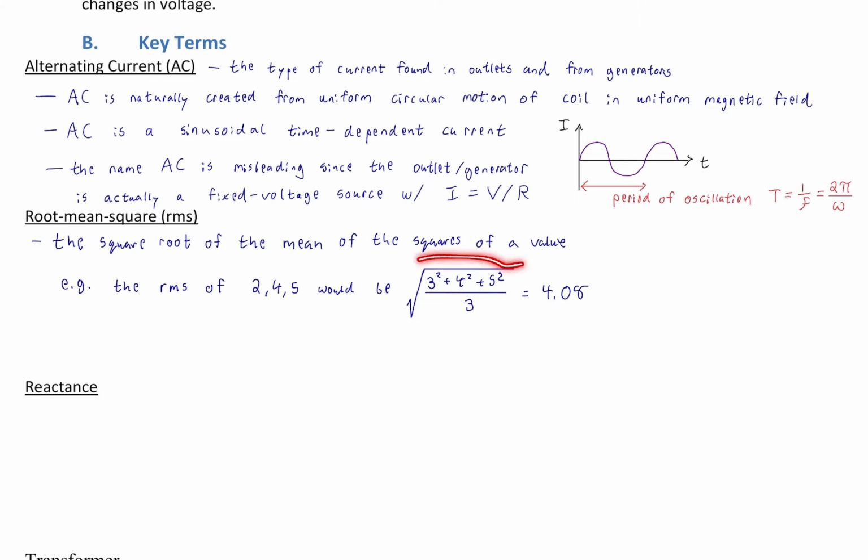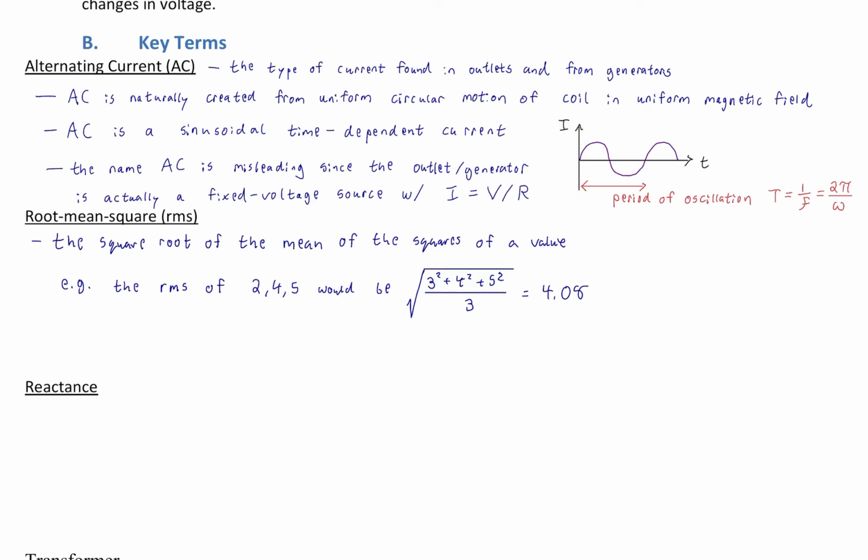Okay, so you can see here correctly expressed as 3, 4, and 5. All right, so you sum up the squares. So we sum the square of 3, the square of 4, and the square of 5. Then we take the average of the squares, and then we take the square root of that average. Okay, and so the value then in this case would be 4.08.